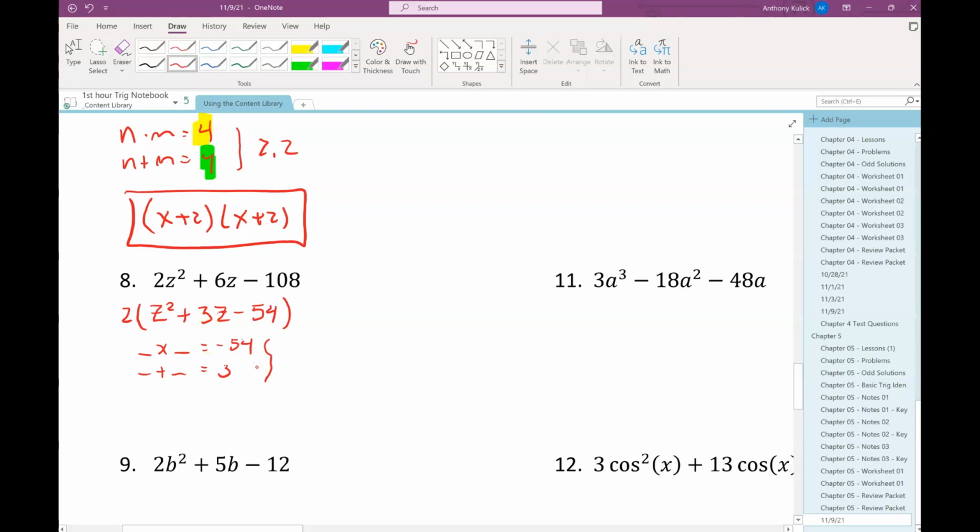Which problem do you start with first? Start with the multiplication problem. So what are some things that multiply to give us negative 54? 9 and 6 will multiply to give us positive 54. So for negative 54, one of them needs to be negative. Which one? The 6. Because we need 9 plus negative 6 to give us positive 3. So we have 9 and negative 6. Everybody cool with how we did that?